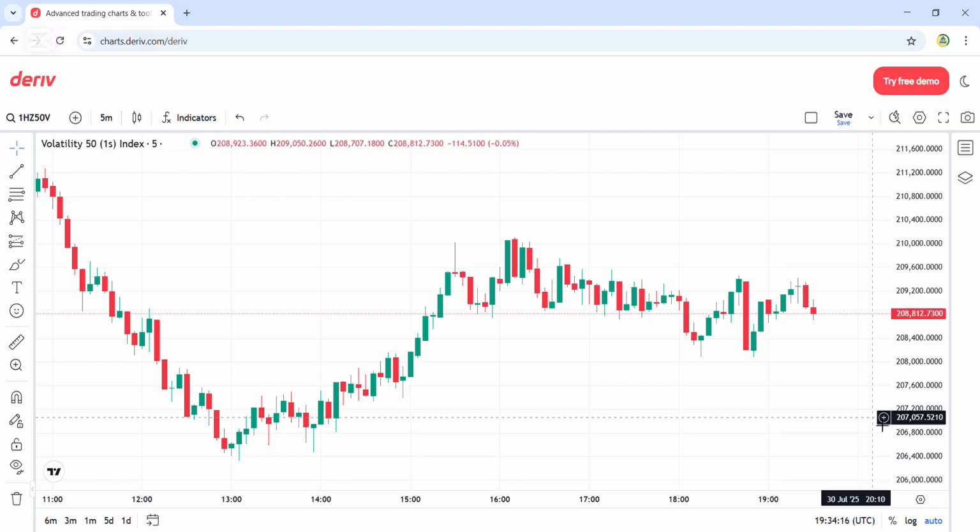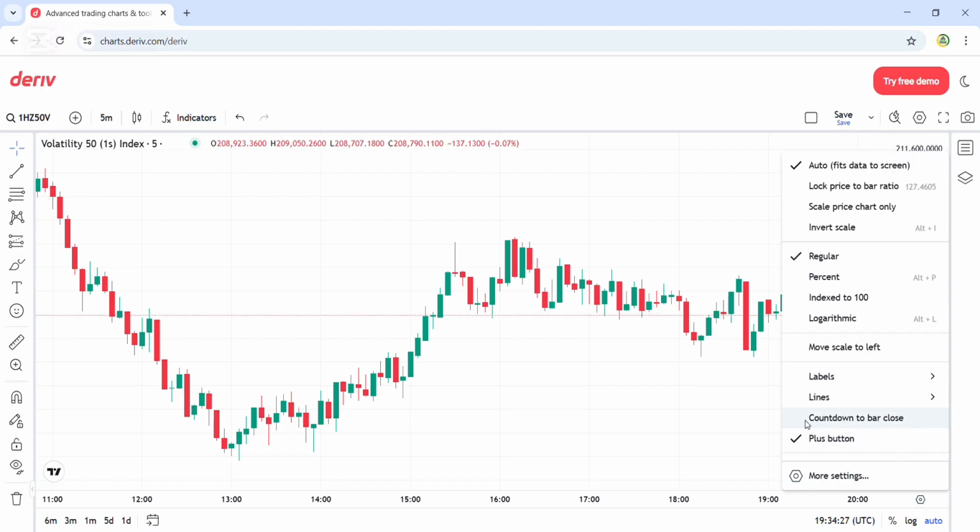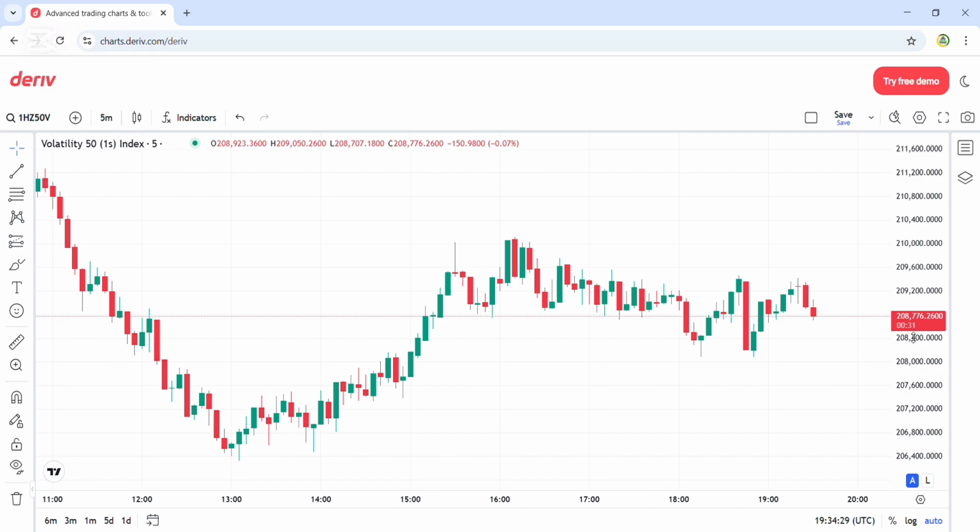So if I untick it, just look at this price. Our interest is on this price. Below it, immediately I tick, look at it. It's unticked. So if I tick it, below it, there's a timer. This candle that is forming right now is about to close.